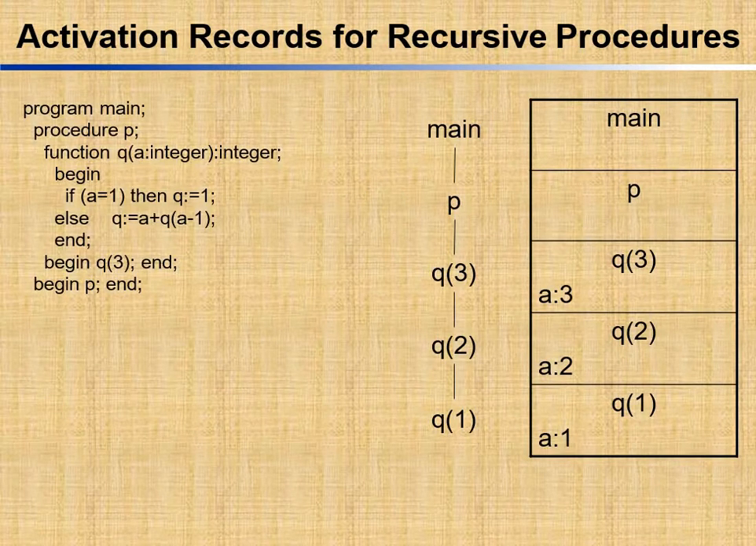And here is one more example. Suppose we have a program like this, main and a procedure. Inside the procedure we have one function, and in this one a conditional is there, like if A is equal to 1, then Q will be 1. Else, what we are going to do, Q will be A plus Q, and we are calling this function. After that we are calling Q(3), means this function we are calling, where we are passing 3.